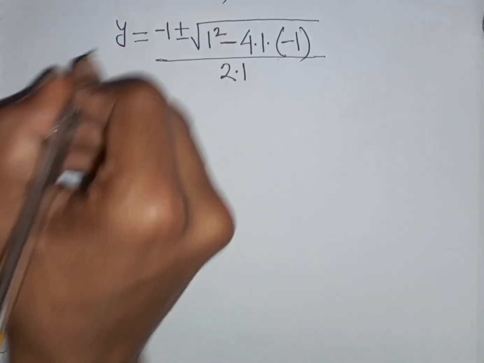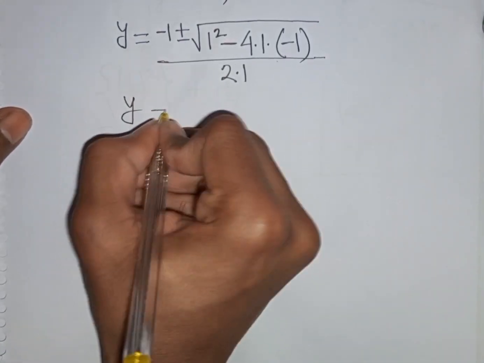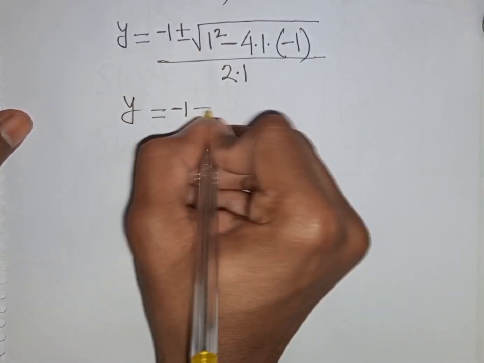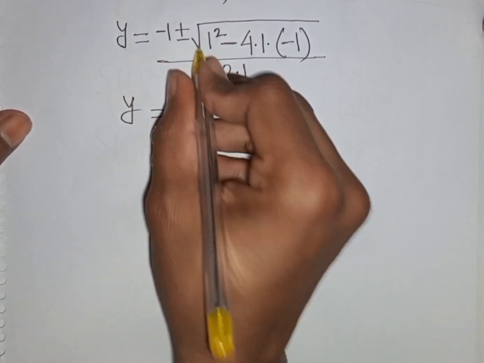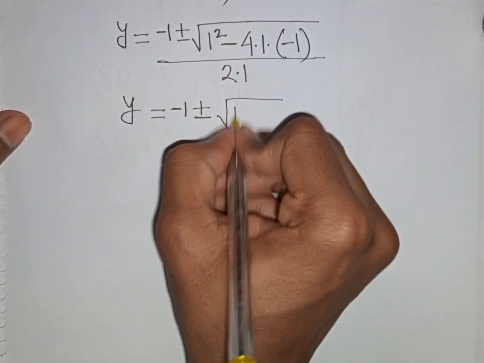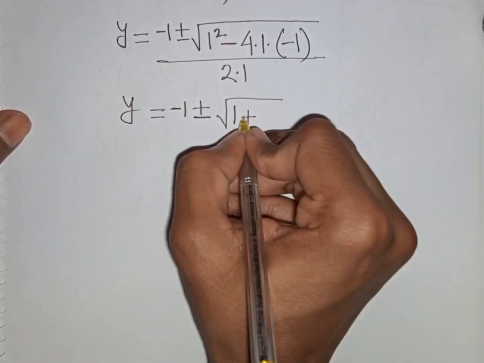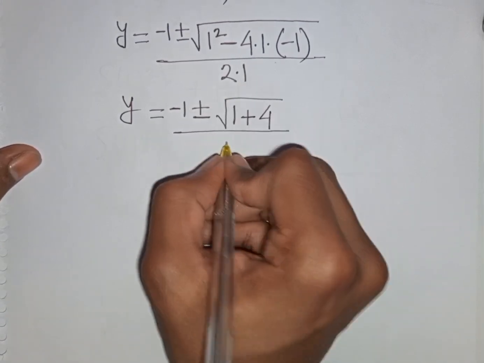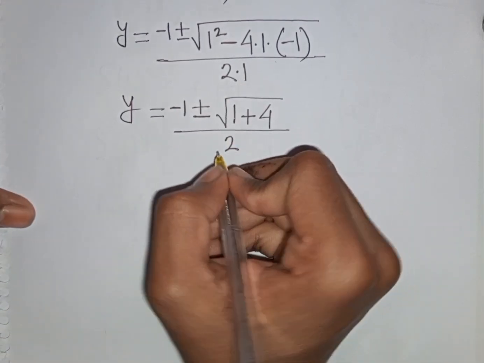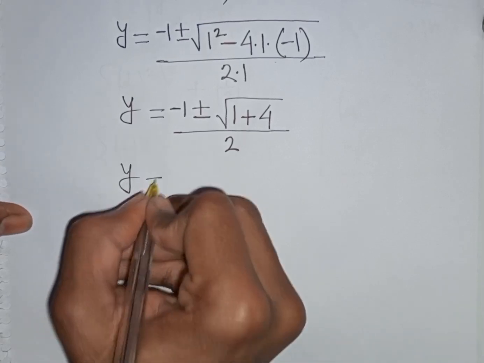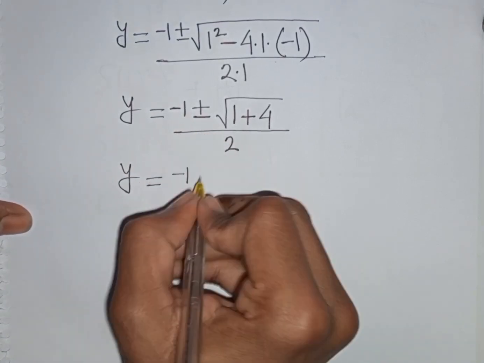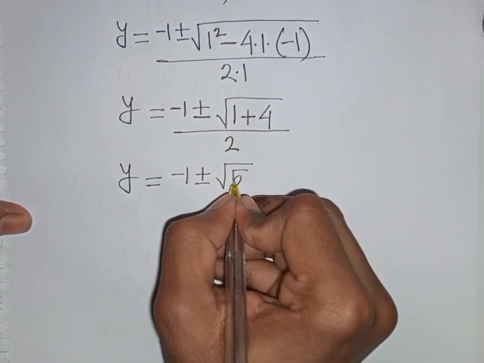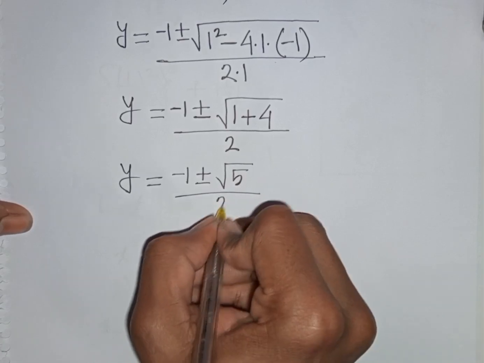Now, we can write here y is equal to minus 1 plus or minus a square root of 1 square is same as 1, then minus times minus, that means it will be plus 4 times 1 times 1, that means it will be 4, then divided by 2 times 1, that means 2. Now, we have y is equal to minus 1 plus or minus a square root of 1 plus 4, that means it will be 5, then divided by 2.